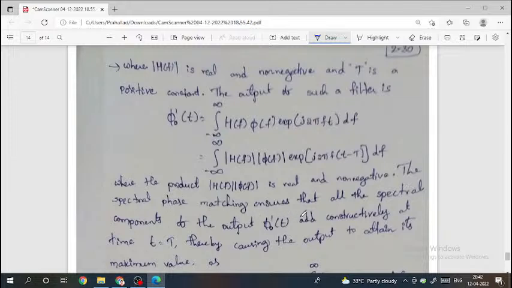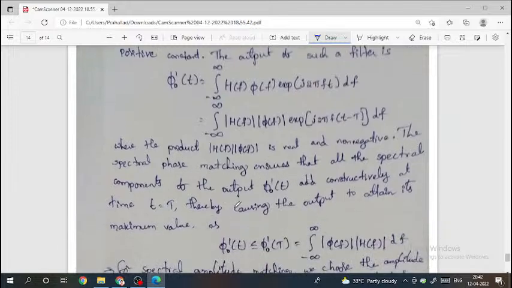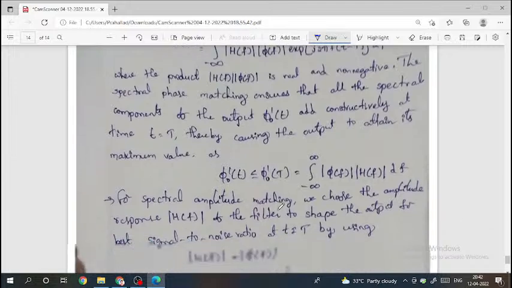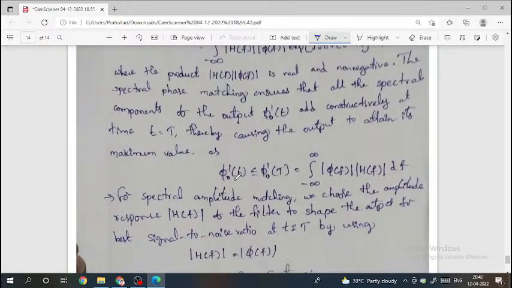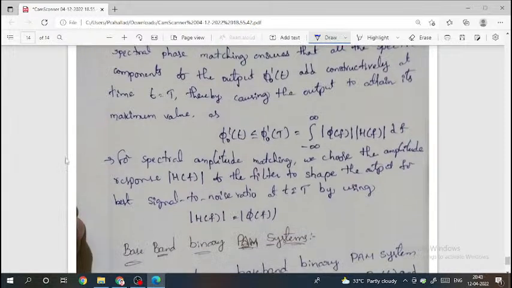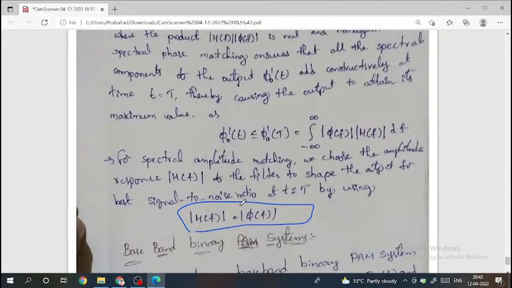Next, the spectral phase matching ensures that all the spectral components of the output phi naught of t add constructively at time t equals T. So these are some expressions. At t equals T. For the spectral amplitude matching condition, we choose the amplitude response mod H of f of the filter to shape the output for the best signal to noise ratio at t equals T. So use this condition to get the best signal to noise ratio for the filter. So that's it about this topic.